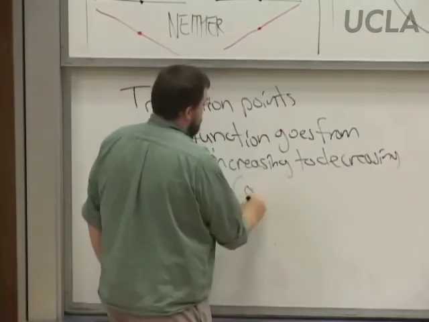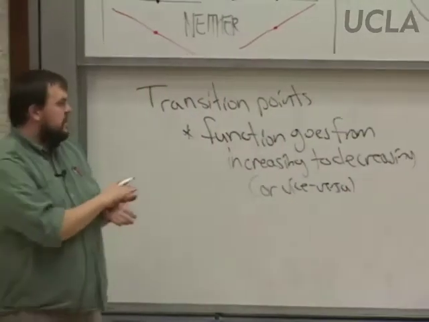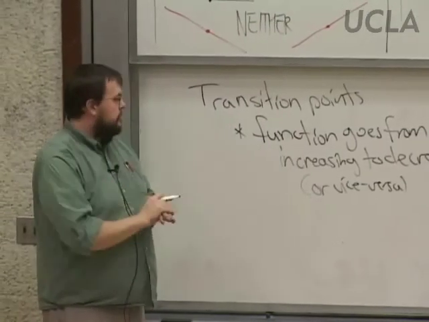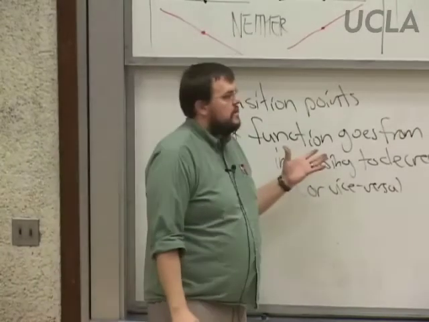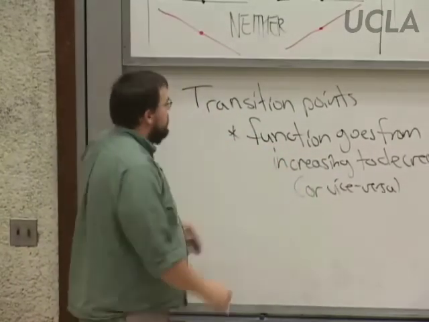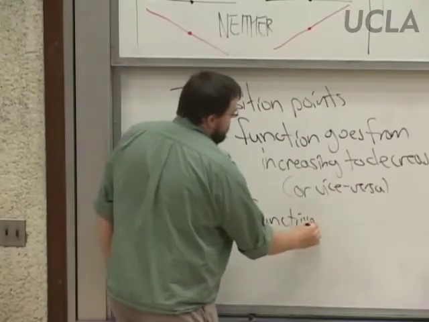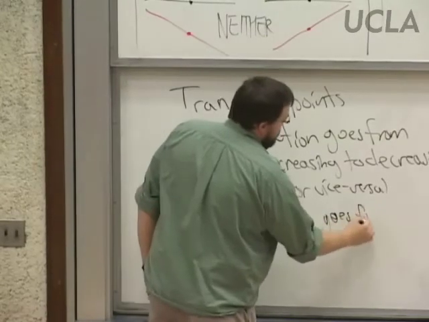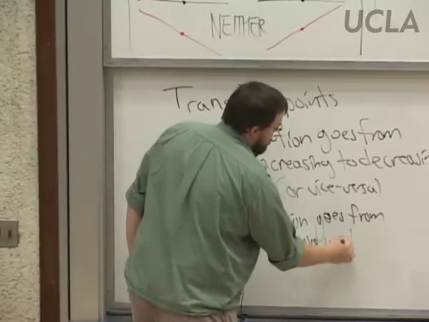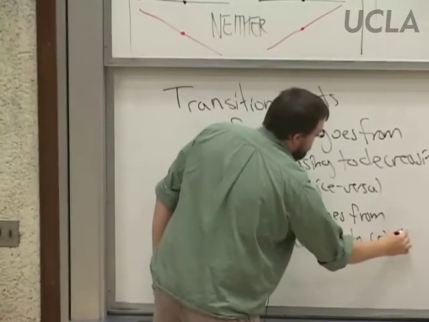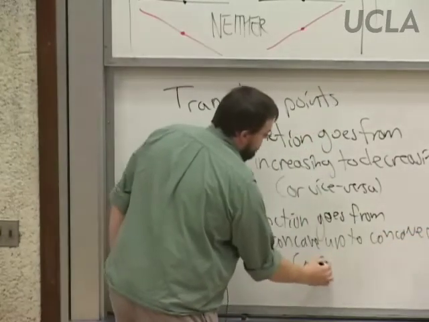Or vice versa. So in other words, one example of a transition point is when we go from having an increasing function to a decreasing function. Essentially this is where critical points occur: the derivative is 0 or the derivative does not exist. The other thing is if the function goes from concave up to concave down, or vice versa. So again, this is basically just saying it's an inflection point.